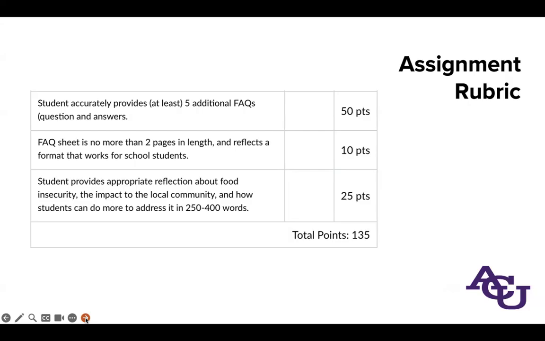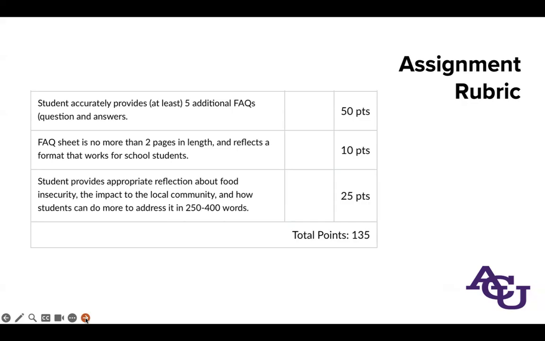10 points for the FAQ sheet is no longer than 2 pages in length. You've already been told it can't be any longer than that, and reflects the format that works for school students, for fifth and sixth graders. And then finally, 25 points for student provides appropriate reflection about food insecurity, the impact on the local community, and how students can do more to address it in 250 to 400 words.